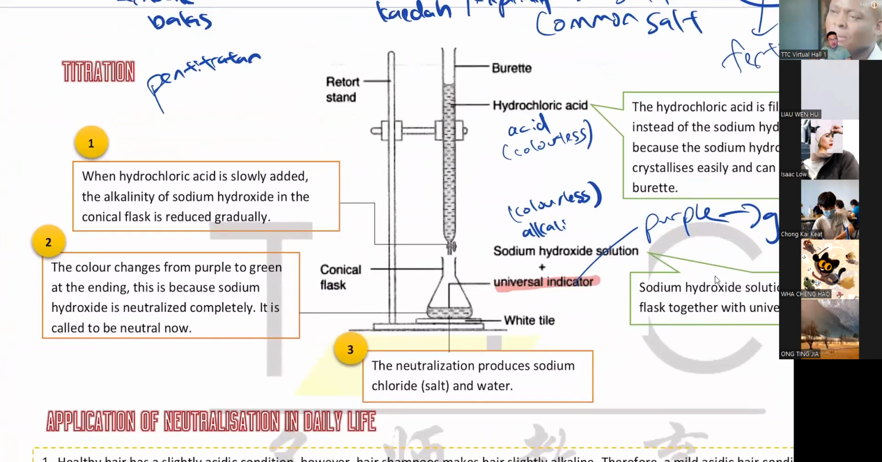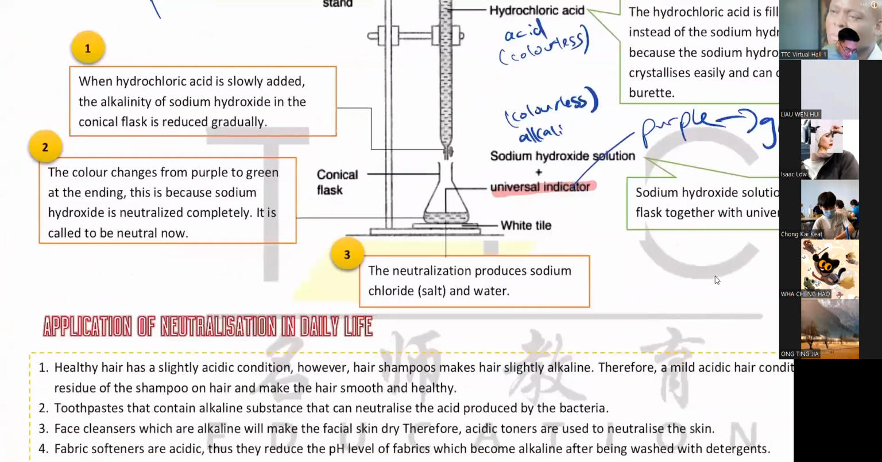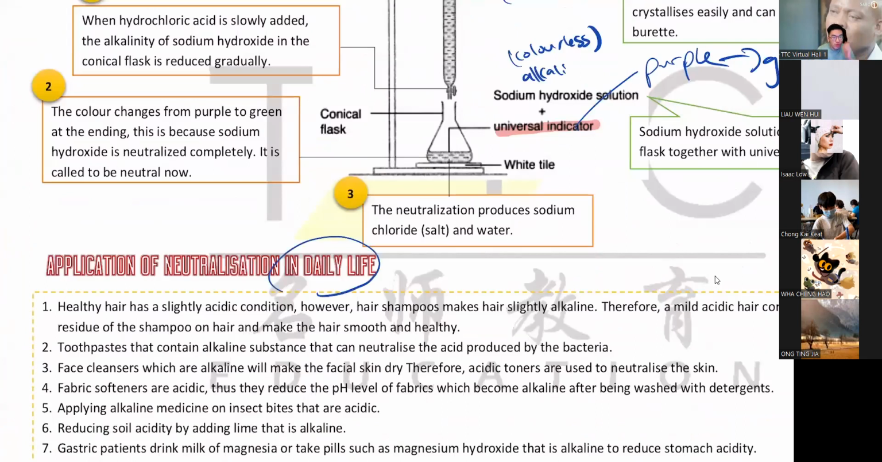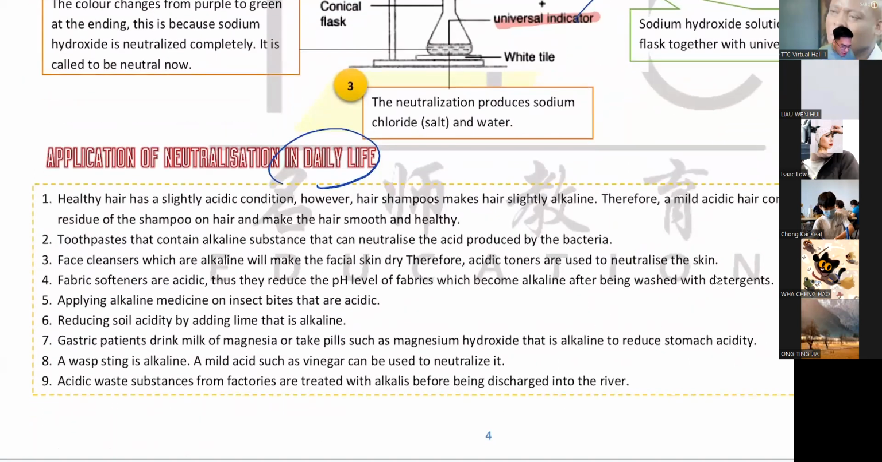Very simple titration. Okay, let's look at daily life. Where do you use neutralization in daily life? Guys, this is very simple. Where do you see this in daily life? All right, so first thing, your skin. Fun fact, your skin and your hair is actually pH 5.5.